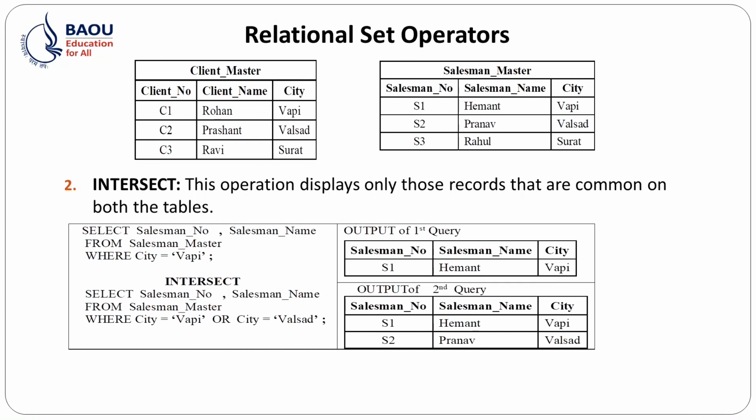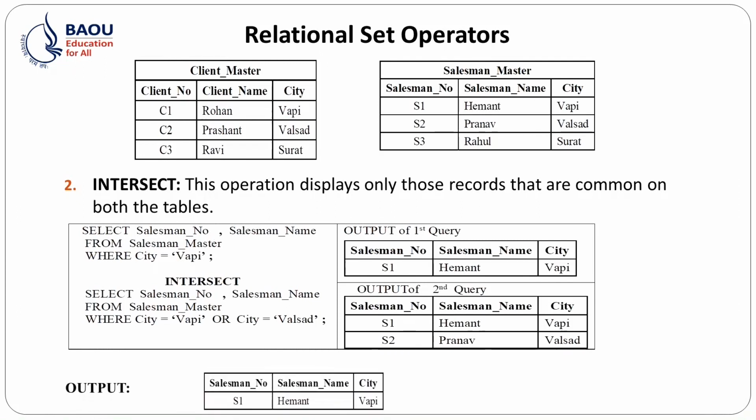The output of query 1 is S1 and the output of query 2 is S1 and S2. The intersect displays the common records in both results together, and the final output of the intersect is S1.